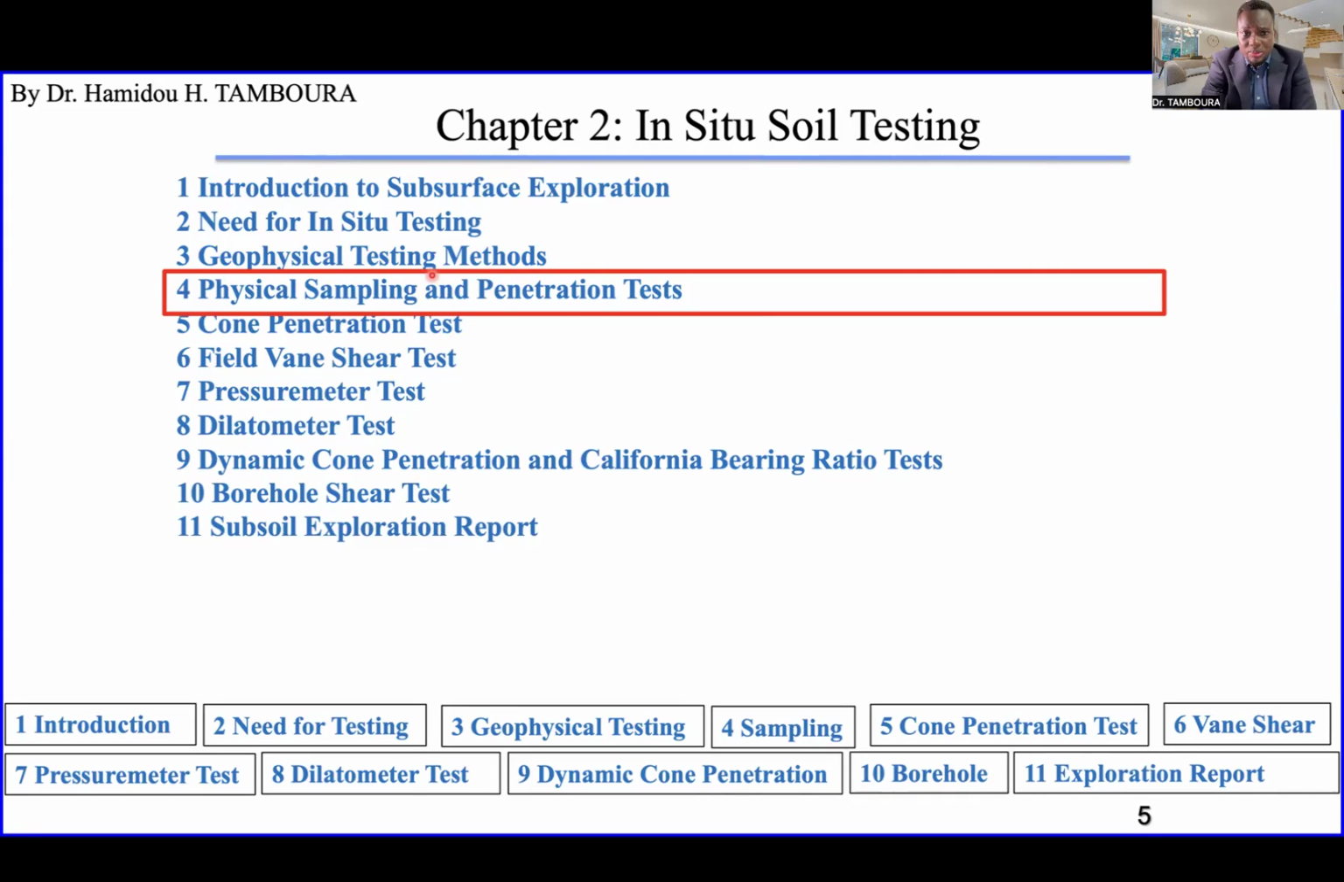SPT spoon sampler. Okay, in this video, we are going to talk about how to obtain soil parameters from SPT N-value. Okay, all soil parameters, including the internal frictional angle, unit weight, the relative density, okay, the Young modulus, everything. How can we obtain those from SPT data? Okay, this is what we are trying to cover in this video.